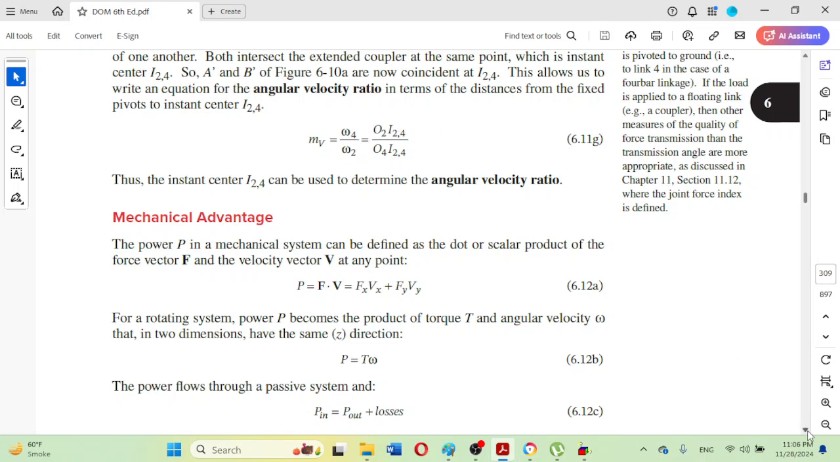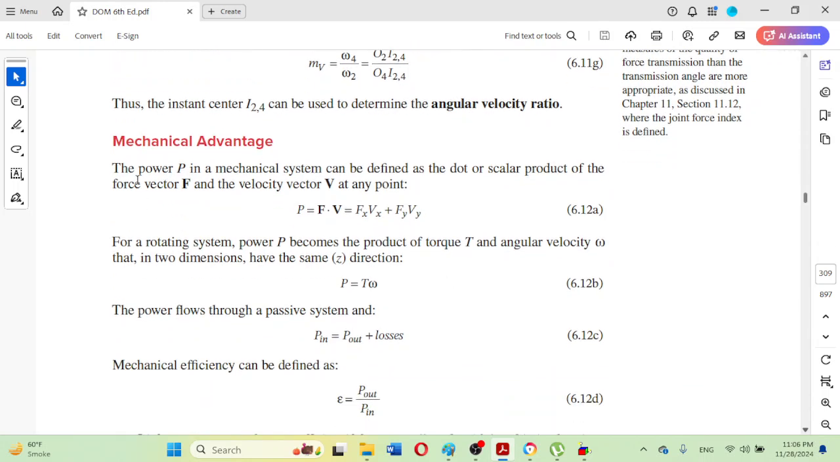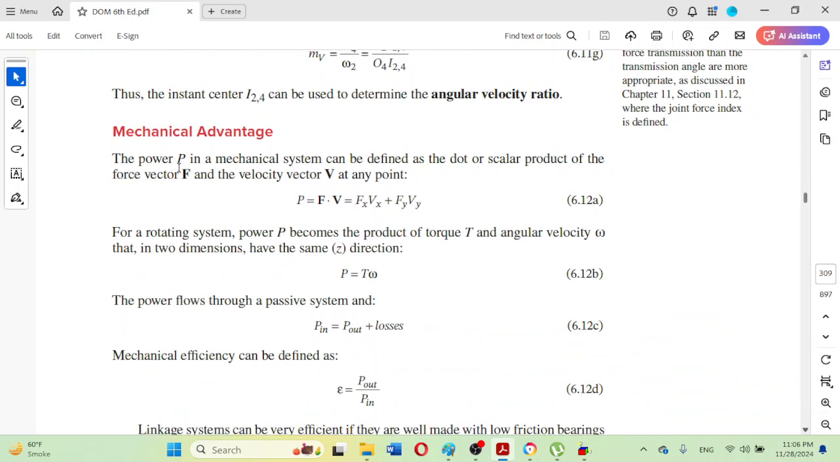And next here comes the mechanical advantage. The author has stated that the power P in a mechanical system can be defined as the dot or scalar product of the force vector F and the velocity vector V at any point. As we can observe, power is a scalar quantity, and it is the dot product of the force vector and the V vector. And remember that the force and V vectors are in the same plane. For example, force is in the xy plane and V is also in the xy plane.